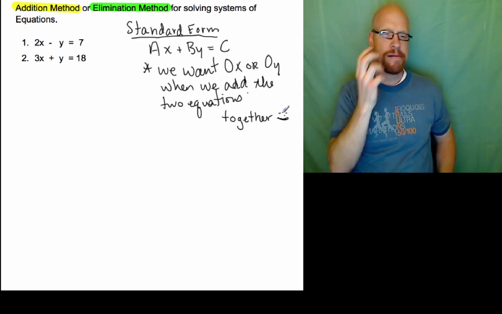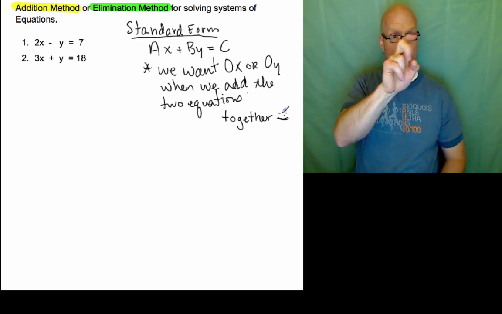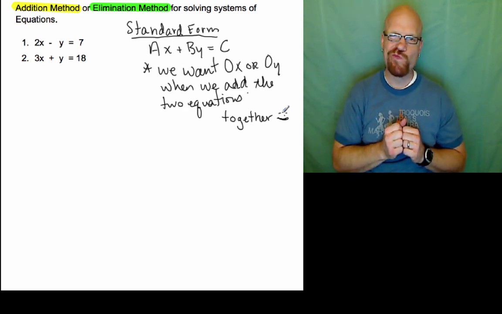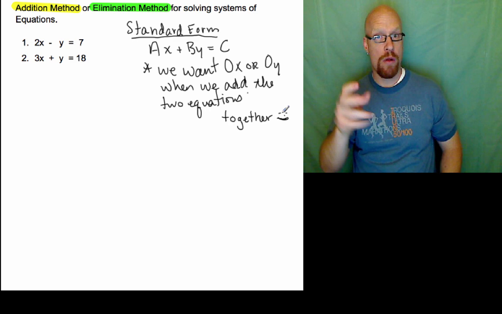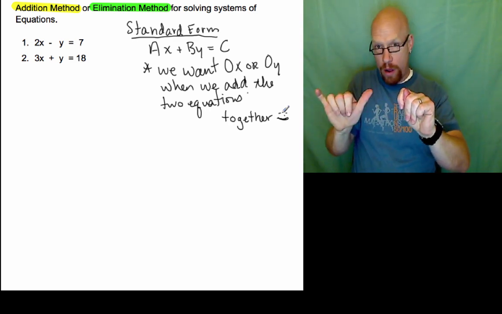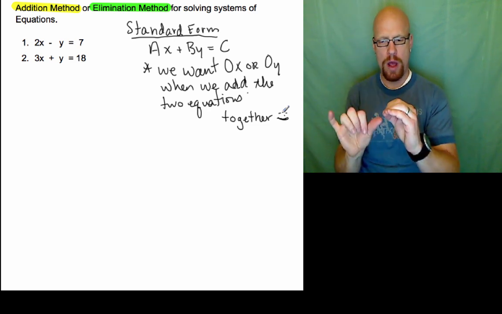Okay, so I'm looking at my x variables. I'm looking at my y variables. Which one's ready? If I have 2x plus 3x, it's 5x. That's not going to help me.